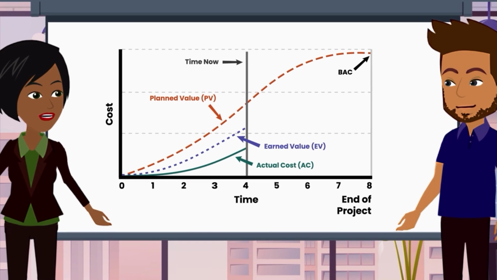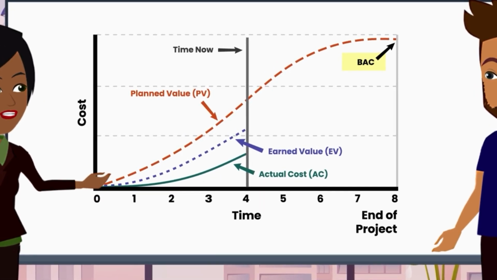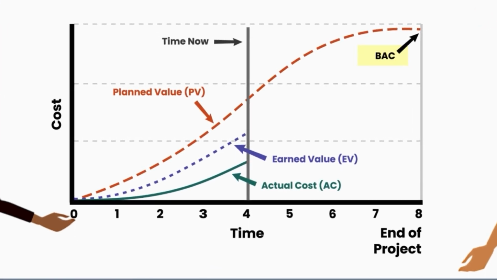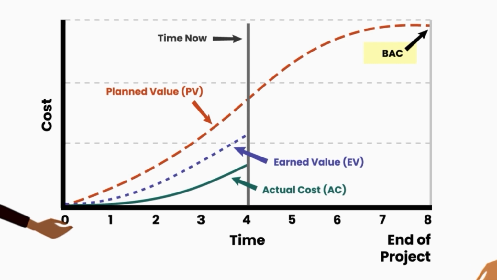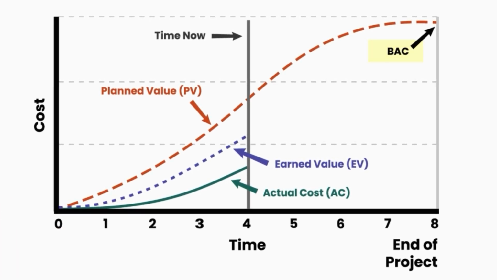At the end of that PV line, you see something called BAC. That stands for budget at completion. In plain English, it's how much we think the whole project will cost when making the initial baseline plan. So, would it be logical to say that BAC is the cumulative sum of PV? Now you're getting dangerous. Well done.